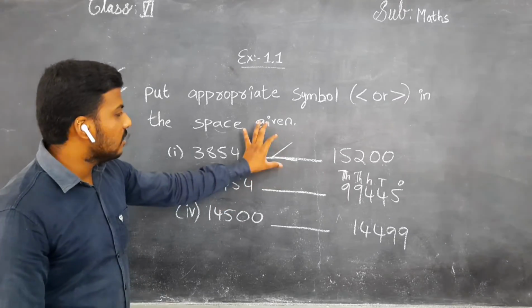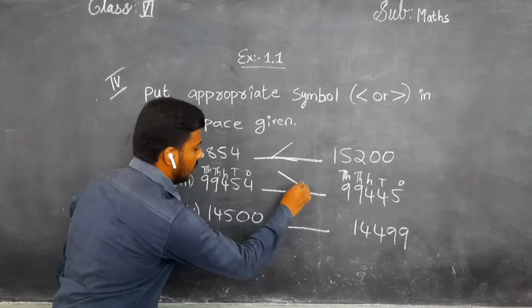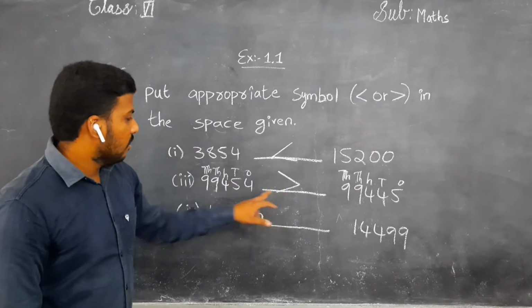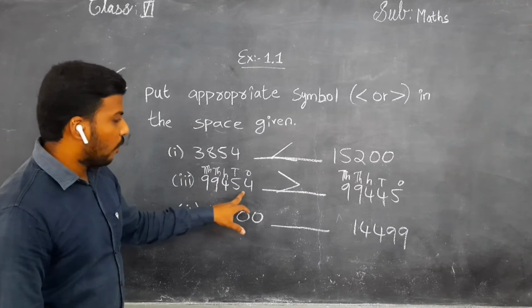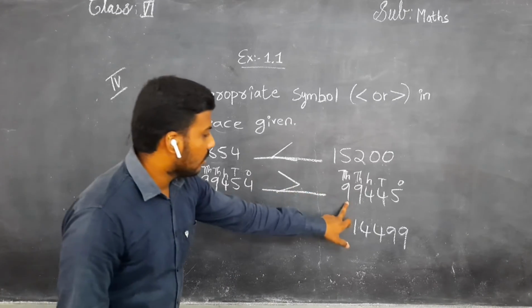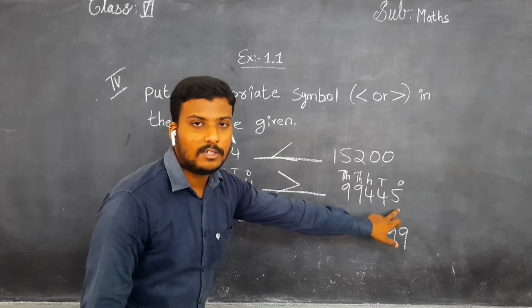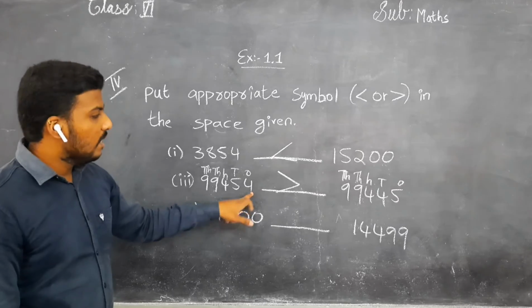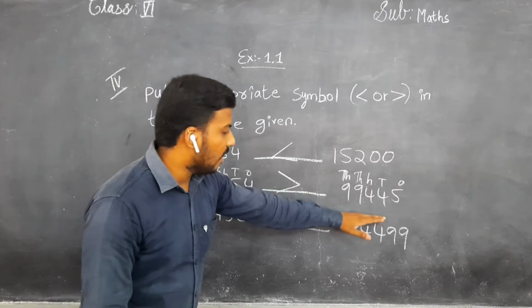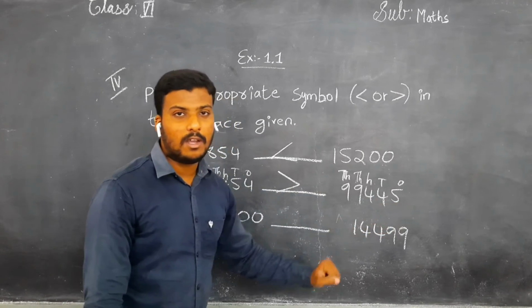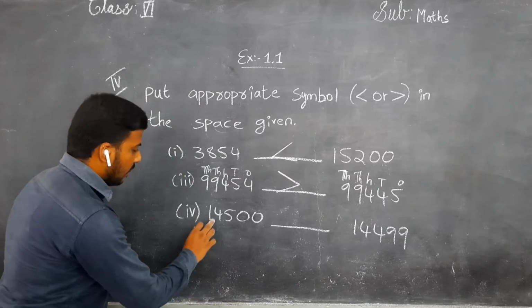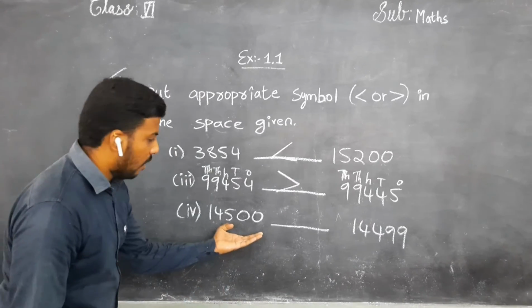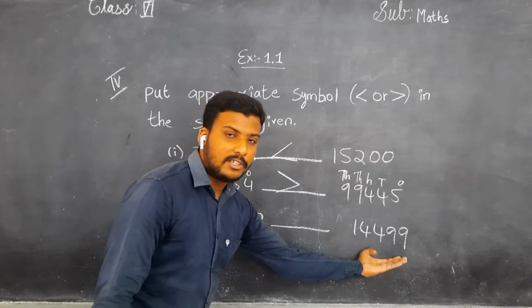So always the symbol denotes it like this. Understand? 99,454 is greater than 99,445. Understand, children? 99,454 is greater than 99,445. Understand? Next, again we will see here also we have 5-digit numbers in each.